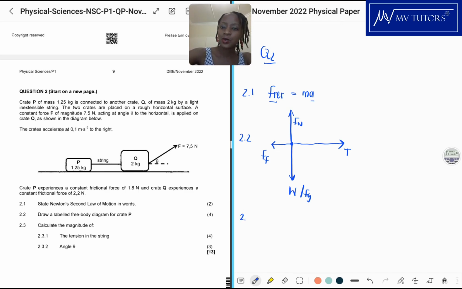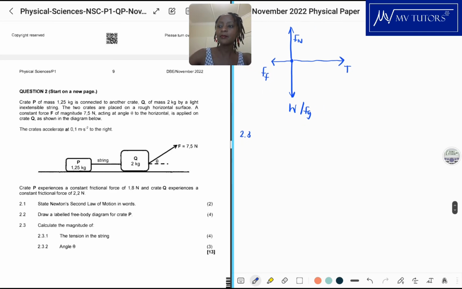Now let's get to 2.3. It says calculate the magnitude of the tension in the string. Aren't we thankful we drew down the free body diagram? You can see what's going on. If we're choosing right as positive, it means tension will be positive, and we're going to subtract the friction force. Actually let's start off like this. We should just write down the equation.